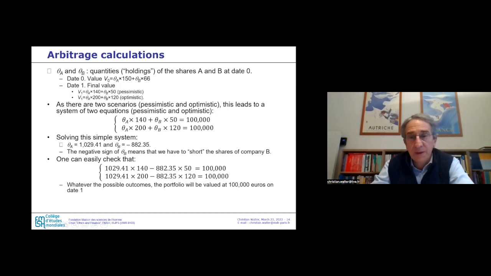If we do this, meaning that if we have an asset allocation with this figure for A and this figure for B, you can easily check that in the two cases, it's magic, you will find the same value for a portfolio. Whatever the possible outcomes, the resulting portfolio will be valued at 100,000 euros on date one. That means that the portfolio is risk-free with these two values for theta A and theta B.